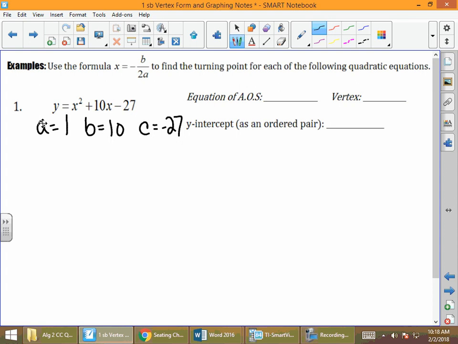I'm going to go out of order here, but in terms of the list above, we talked about the y-intercept first. What we said for the y-intercept is that the y-intercept is 0, c. Well, c in this particular problem is negative 27. So our y-intercept, where the graph crosses the y-axis, is at 0, negative 27.